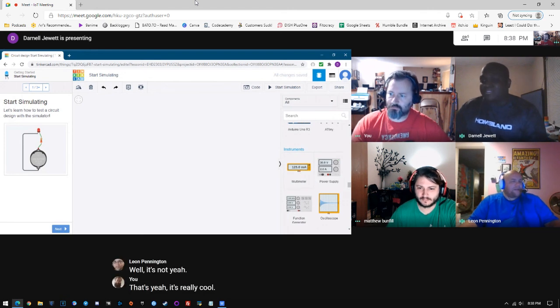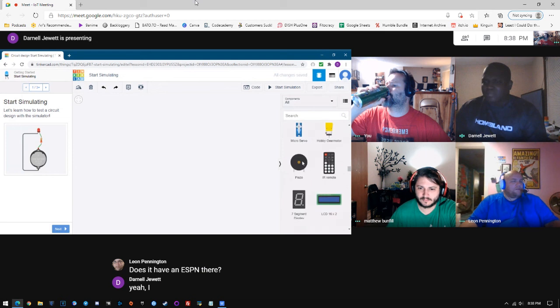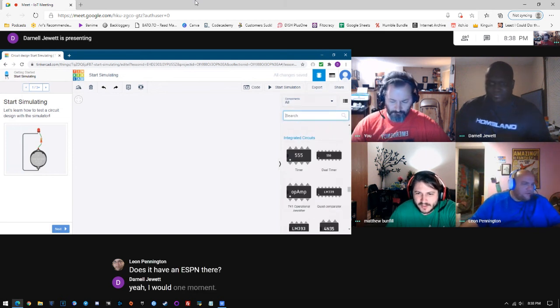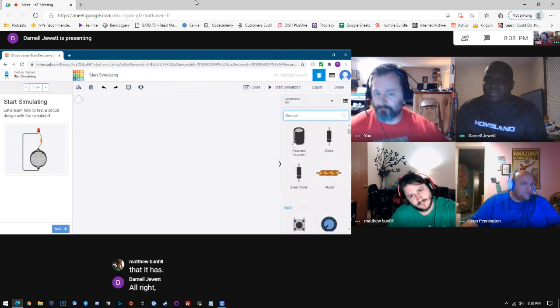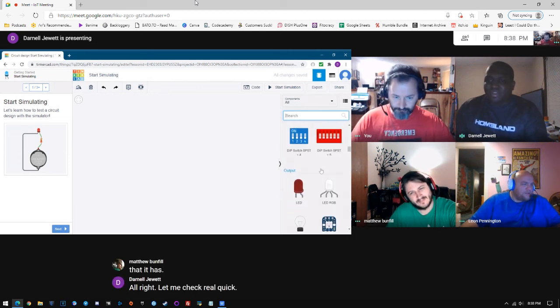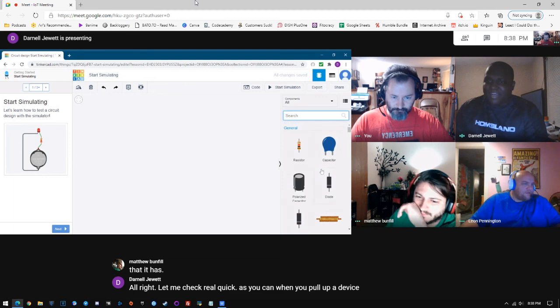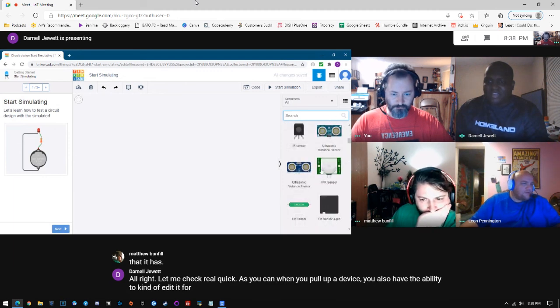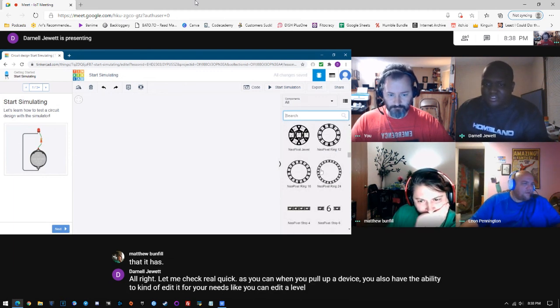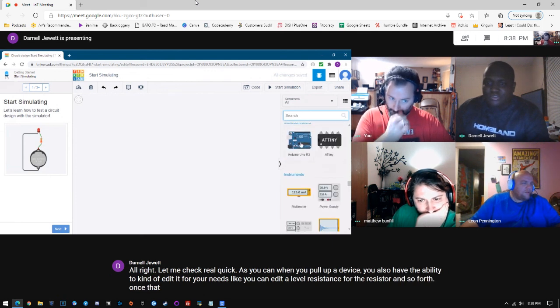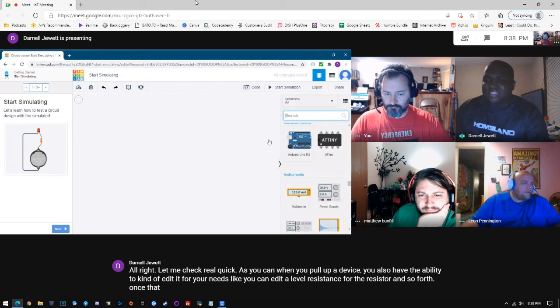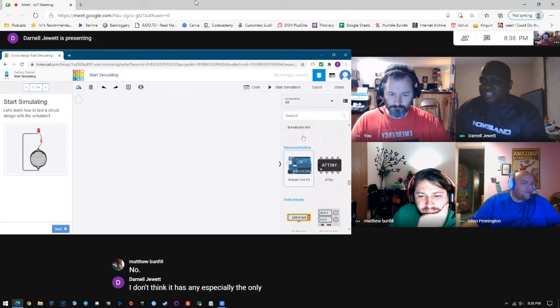Does it have an ESP in there? Yeah, I would be curious. One moment. Let me check. You would assume that it has. Hold on. Let me check real quick. Because when you pull up a device, you also have the ability to kind of edit it for your needs. Like you can edit a level of resistance for the resistor and so forth. One sec. No, I don't think it has an ESP. The only microcontroller it has is the Arduino. Oh, and the tiny AT.